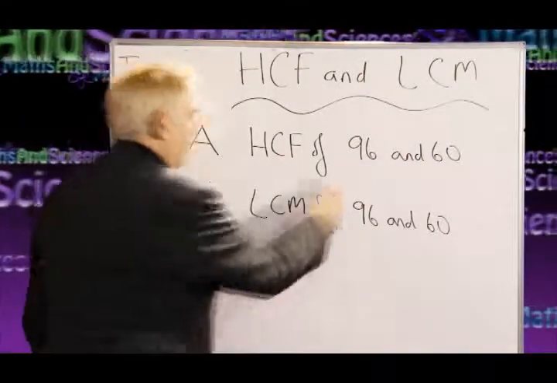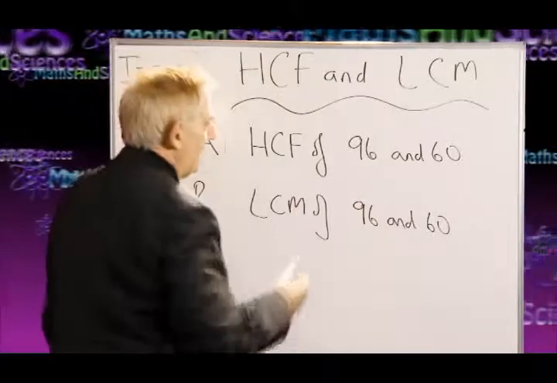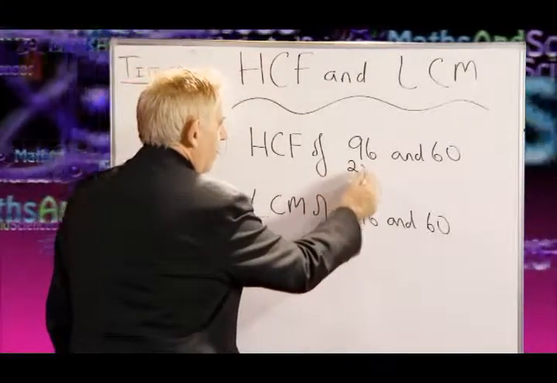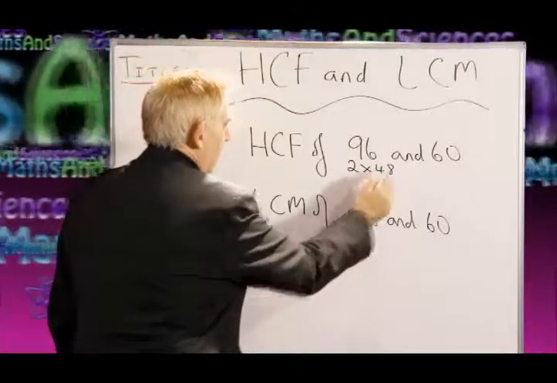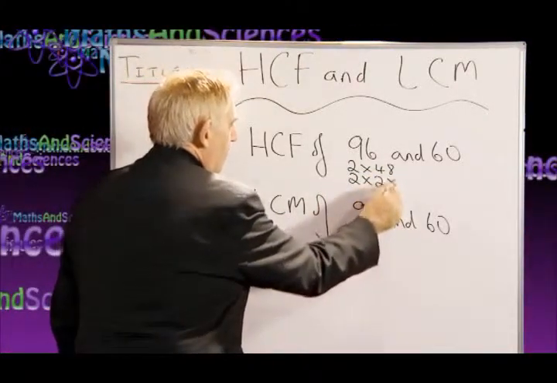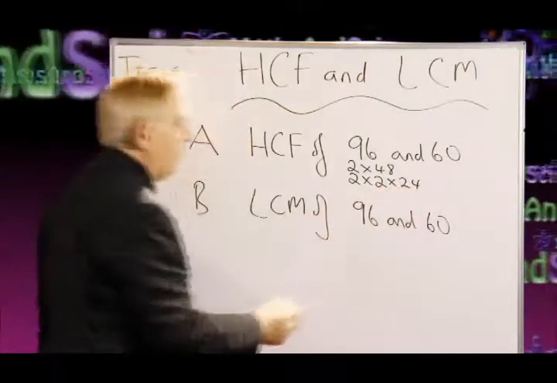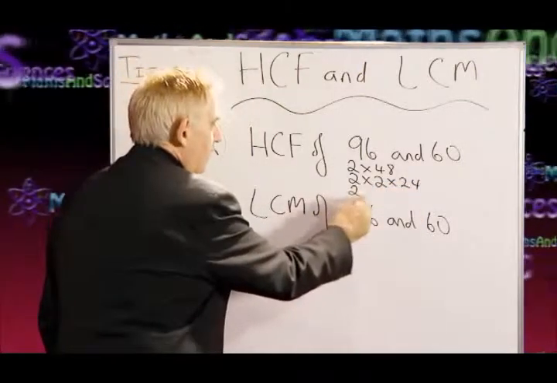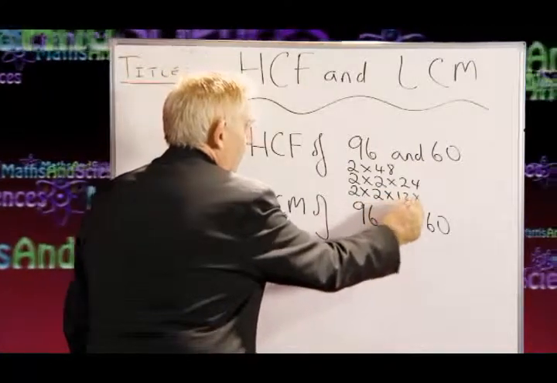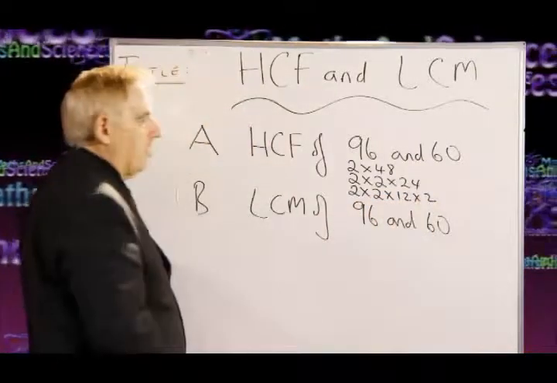What we do is we start splitting this up by dividing the 96 by 2. So we could say that 96 is 2 times 48, which means it's 2 times 2 times 24. Can we go any further? Yeah, we could say it's 2 times 2 times 12 times 2. Can we go any further? I'm going to go down here.